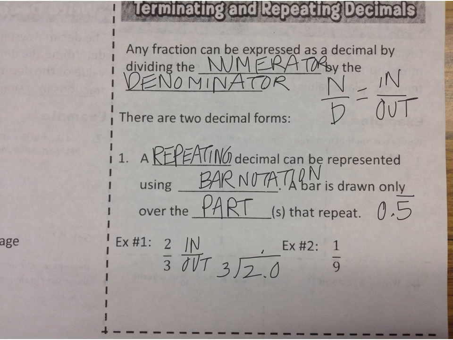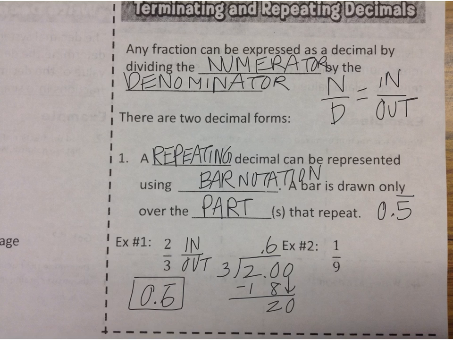3 goes into 20 6 times. And as you can see, we're going to get a 2 again. If I drop the 0 down, I can see that there's a pattern going on. I can estimate that my answer is going to be a 6 on the other side, so I know it's going to be repeating. So your answer is going to be 0.6 with a bar over the 6.